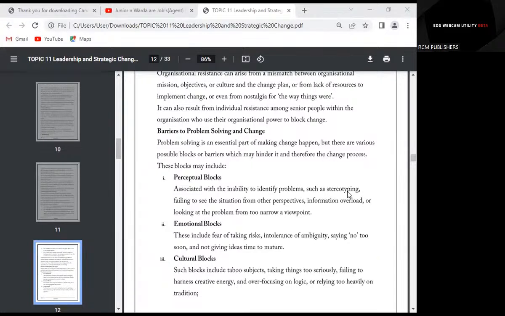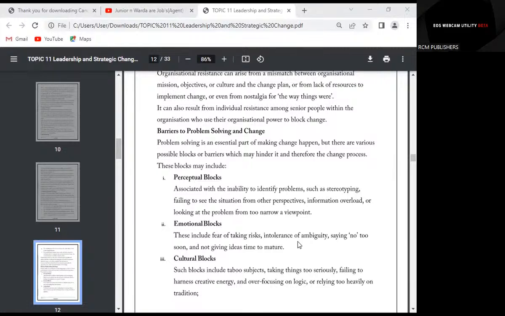We know stereotyping is just having a fixed mind over something without proper justification. Then there is failing to see the situation from other perspectives, information overload, or looking at the problem from too narrow a viewpoint. Then emotional blocks. These include fear of taking risk and intolerance of ambiguity. Intolerance of ambiguity, in our previous model, we saw it.